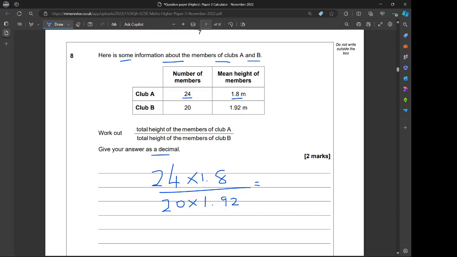Yep, well done, Kali. Spot on. Hello, Evie, welcome. Hello, Ibrahim. Hello, Maisie, welcome. Guys, does that make sense? Let me know.